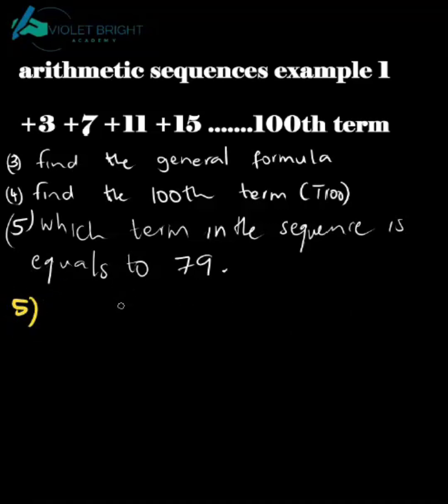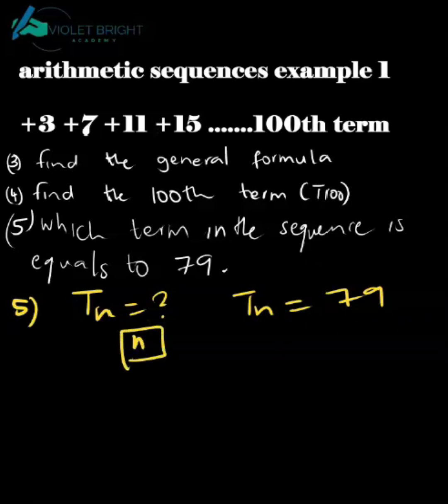Which term in the sequence is equal to 79? So we don't know which term it is, but we know that this term will give us 79 whenever we try solving for it. So let's solve for n, the term. So now here it's going to be 79 equals the general formula. It was 4n minus 1. So let's try solving for n now.